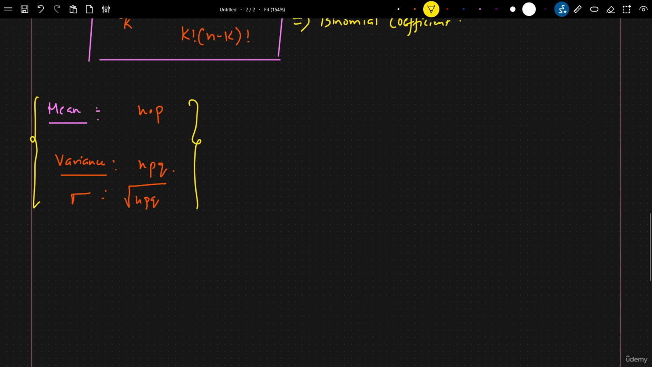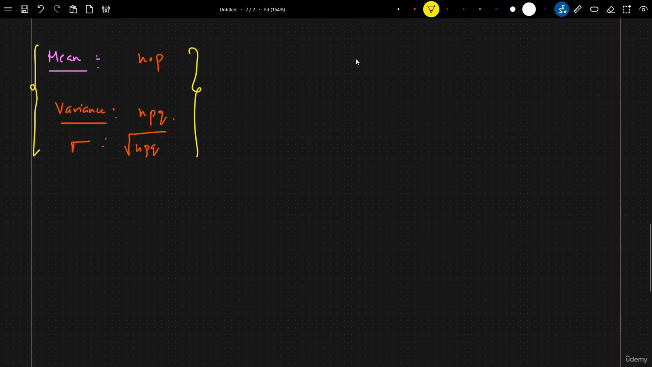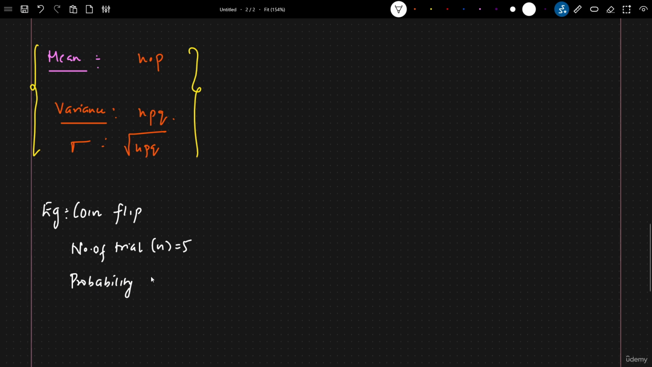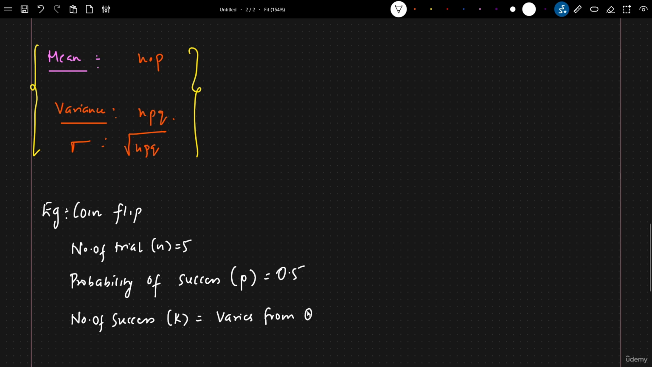Let's take the basic example of a coin flip. In the coin flip, the number of trials is n equal to 5. The probability of success for a fair coin, that is my p, is 50%, so 0.5, since the coin is fair. Now I'll write the number of successes, denoted by the k value. It can vary from 0 to 5.